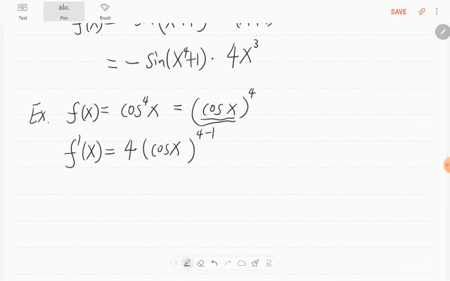Can we stop here? No. We need to continue and multiply by the derivative of this inside function. So this would be 4 cosine x to the cube times what? Negative sine x.